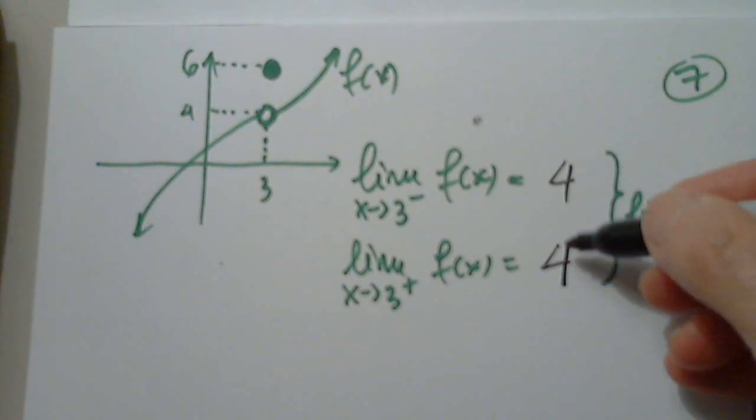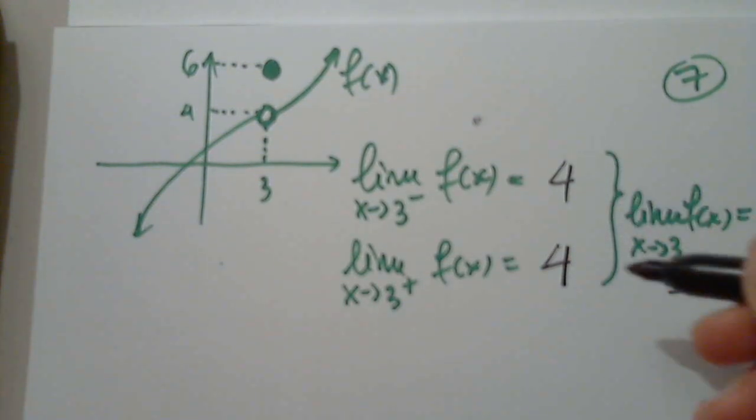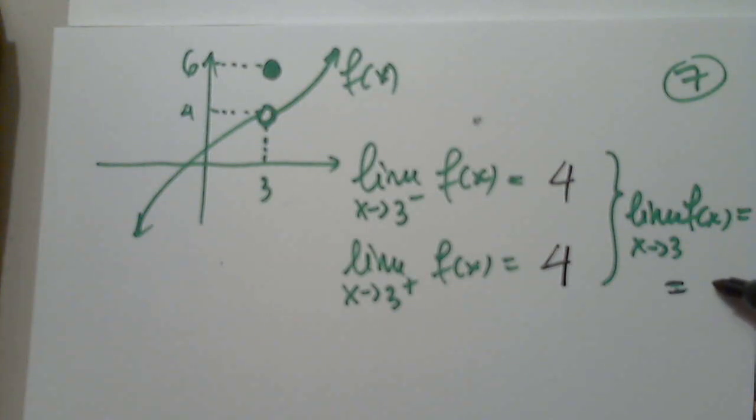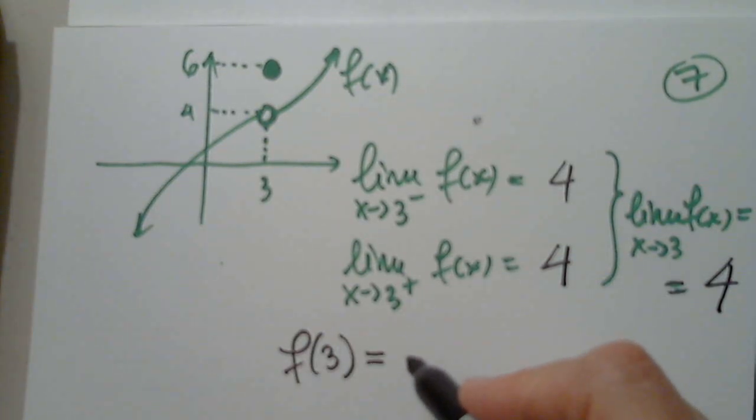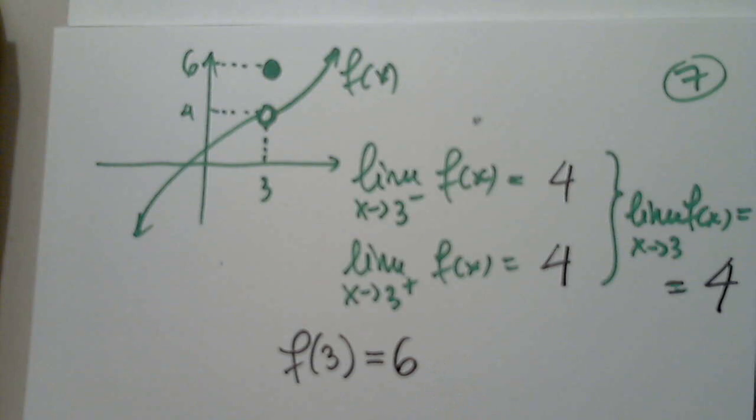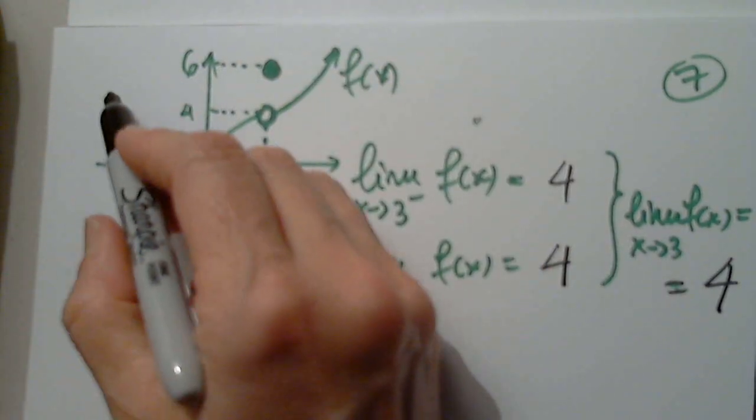As long as they are the same, we know the answer. We don't have to think. 4. Very good. Now I'm going to ask something else. F of 3. 6. That's it. So what is the point I'm making with scenario number 4?